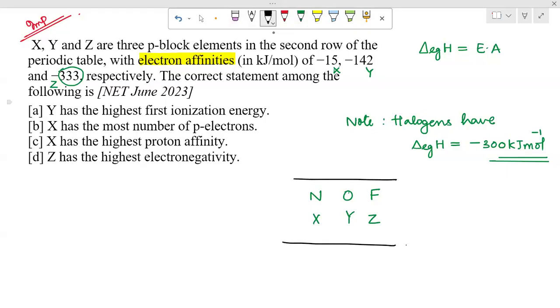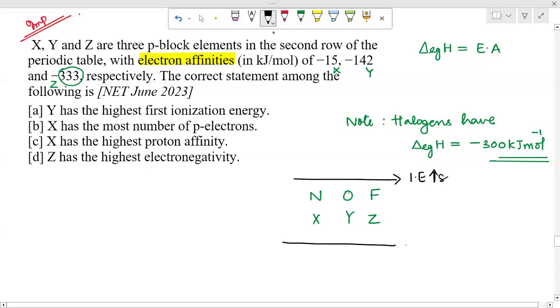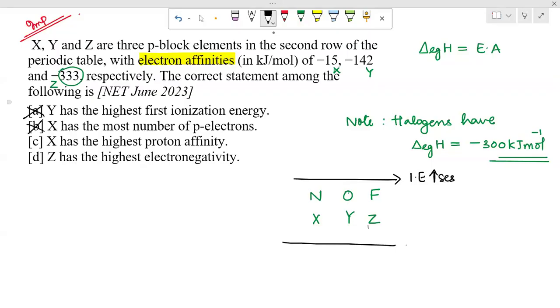Y has the highest first ionization energy? No. Y won't have the highest. As you move from left to right, ionization energy will increase, so Y is in between. So it's not A. X has the most number of p electrons? No. As you move from left to right, the electron number will increase, and that is for Z again. So B is also wrong.